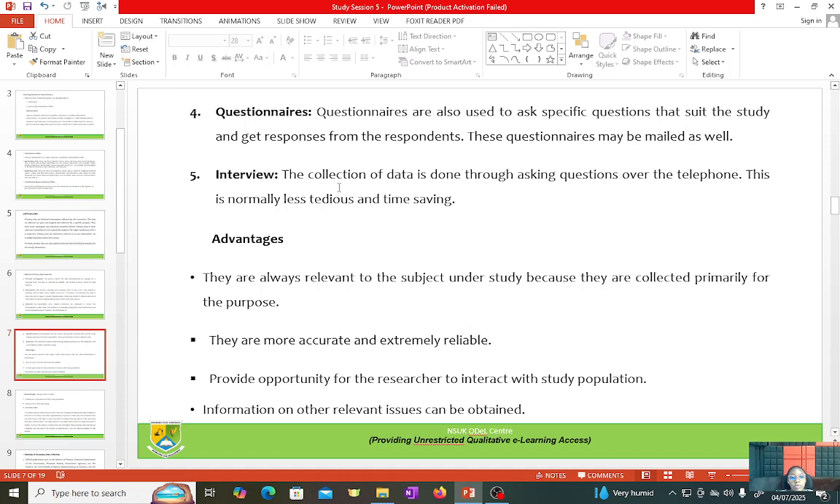In the collection through interview, the collection of data is done through asking questions over the telephone. This is normally less tedious and time saving, in the sense that you won't have to go there in person. It wouldn't matter whether the person is close or far, as long as you are able to get the information through telephone calls. It saves time, saves cost, and it's very much less tedious.